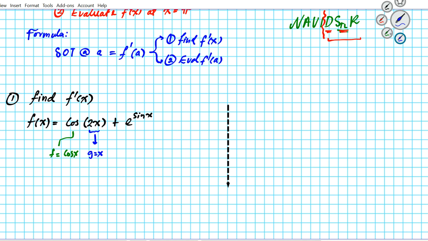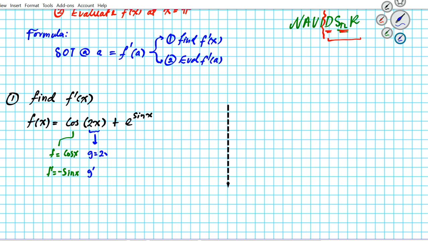All right, and then we're going to differentiate that. So the derivative of the outer function is, derivative of cosine is negative sine. And then the derivative of an inner function is, oh snap, g is not x. G is 2x. Sorry about that. So g is 2x.